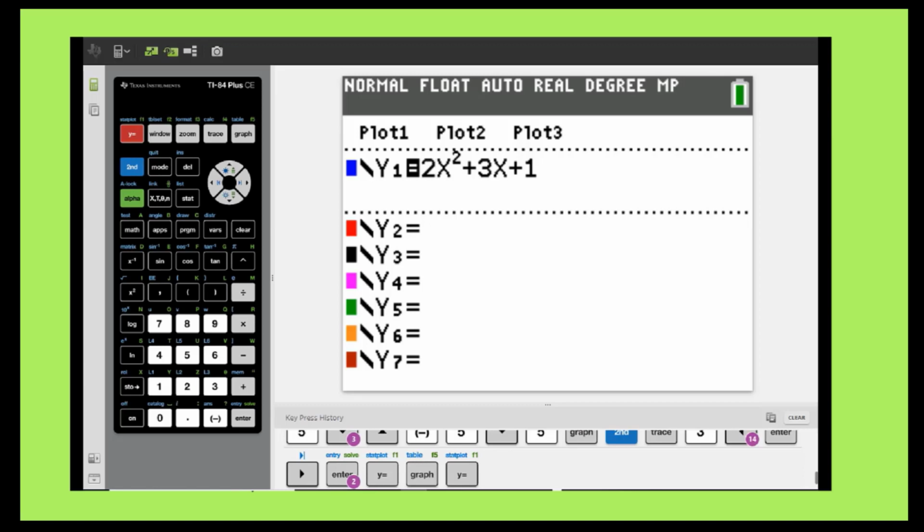That's all I'm going to use this one for. I could find the zeros, but we've already done that algebraically and proven it on Desmos. But I wanted you to be able to use this tool also. So on the TI calculator, you'll see I've already gone to y equals and typed in the equation 2x squared plus 3x plus 1. Now I'm going to hit graph.